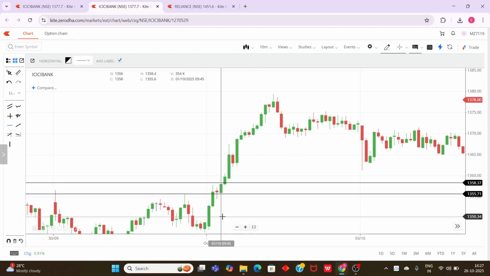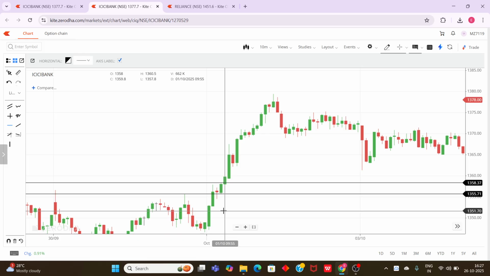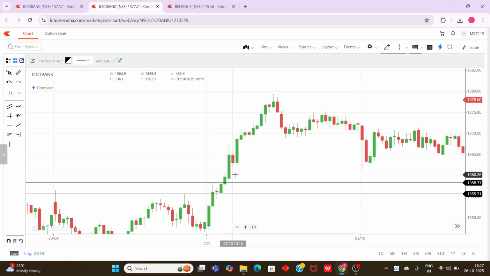As discussed, the condition is that the next candle or the following candle should close above the previous high. You can see the high of this 9:45 candle at the top. The high of the candle is 1358, and the next candle closing is 1359. That means the candle has closed above the previous high. The condition is met.